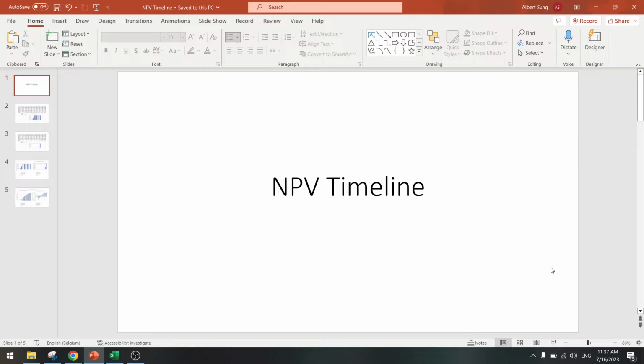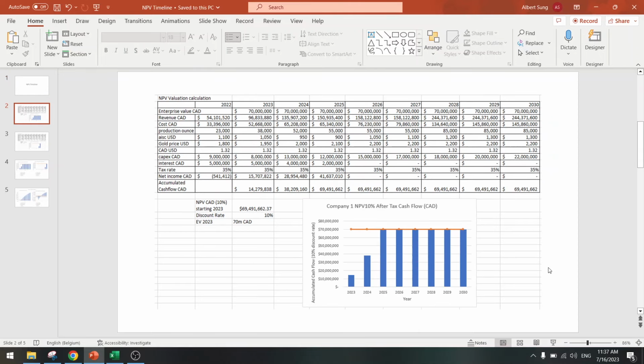Today we're going to talk about the net present value timeline and the importance of this concept. Let's say we have company number one, and this company has cash flow coming in every year until it reaches its enterprise value of 70 million. And then the company stops producing, and that's it. You have your 70 million enterprise value, and you get your money back, and you can put that in the bank to get 10% interest on that, and that's it. So that's company one.